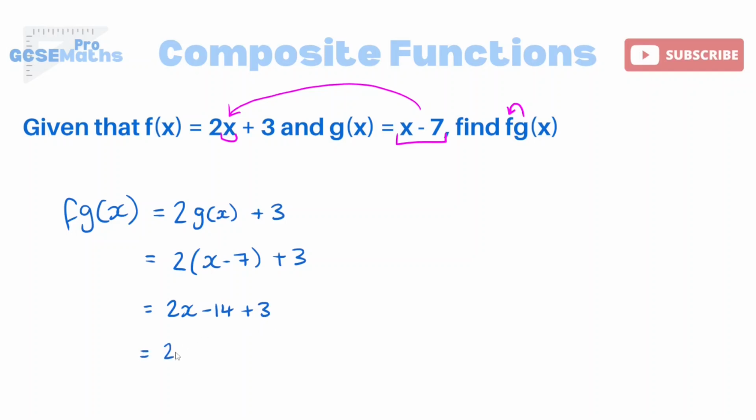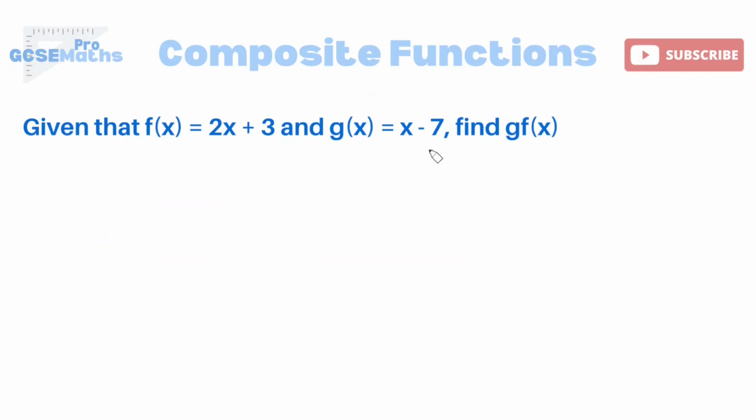Now we can just collect the like terms. Minus 14 plus 3 is minus 11. So that's your answer: f of g of x is 2x minus 11. I've basically combined the two equations together, but it's really important that you pay attention to which way round the letters are written. We're always working backwards. We're always going to put, in this case, g of x into f of x.